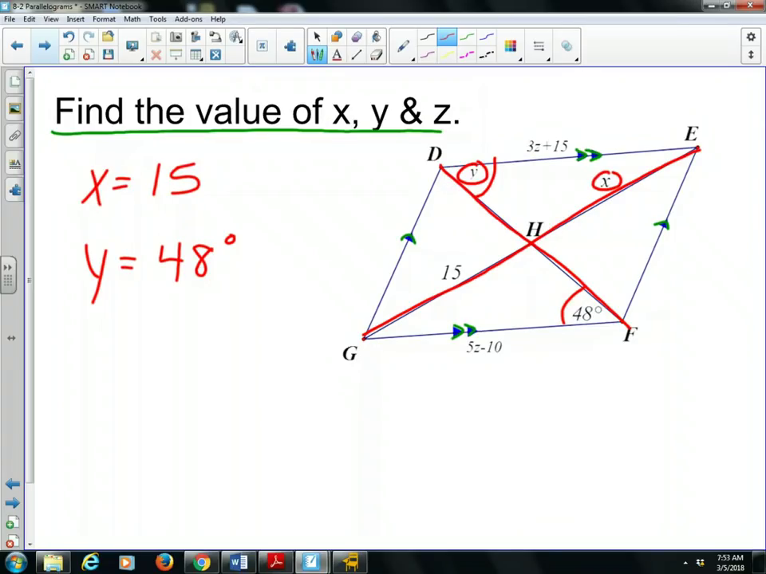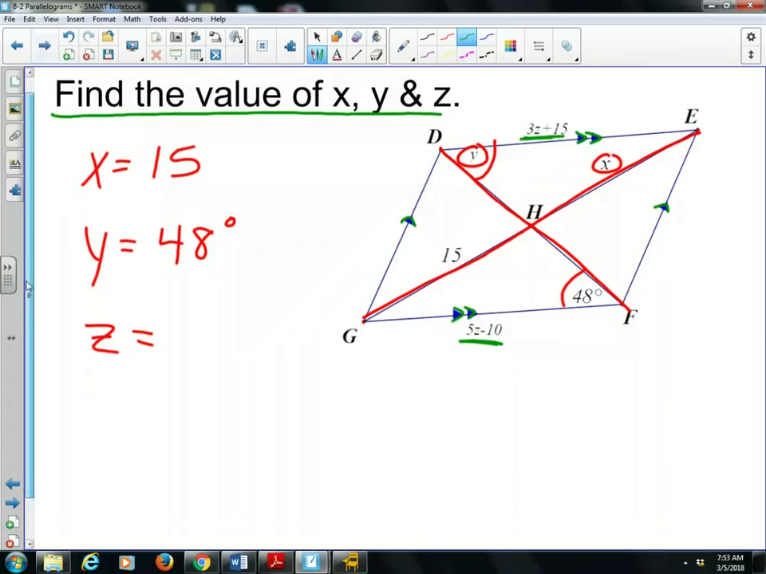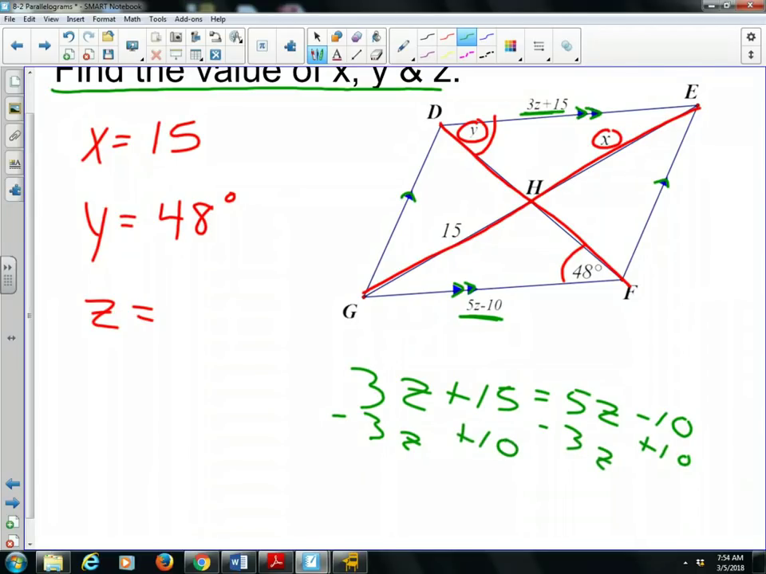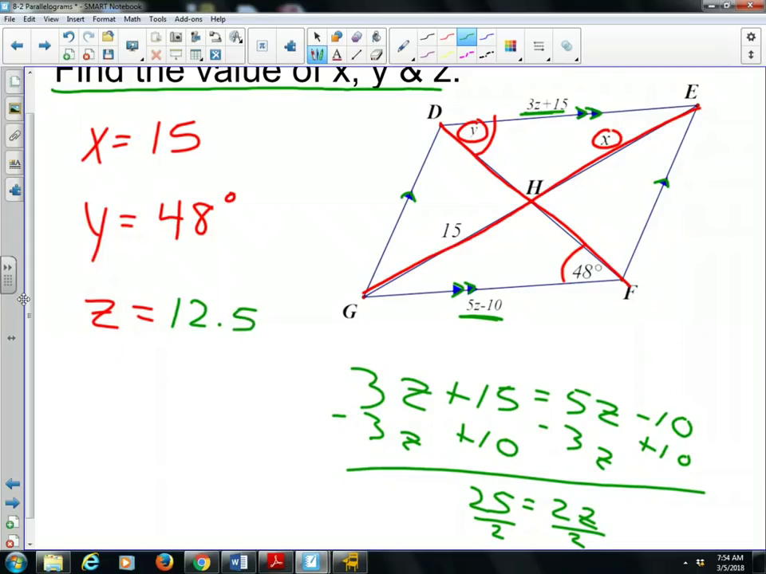Our last one, again very similar to the last slide, is to find the letter z in this case. We know that 5z minus 10 and 3z plus 15 are opposite sides. In a parallelogram, the opposite sides are congruent. So 3z plus 15 equals 5z minus 10. Let's solve for z. Subtract 3z over to the right side, add 10 over to the left side, and we get 25 equals 2z. Divide both sides by 2, and we get 25 halves, or 12 and a half, or 12.5. Any of those would work.